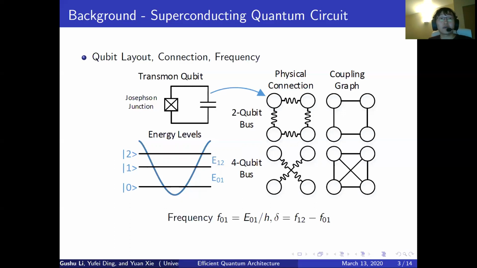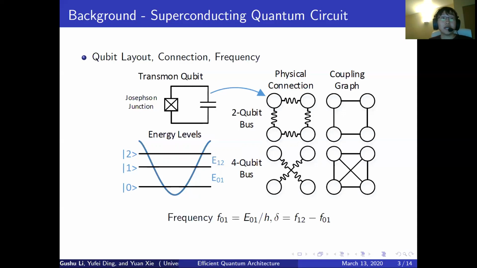The second one is called 4-qubit bus. For 4 physical qubits on the nodes of the square, it connects not only the qubit pairs on the edges, but also the pairs on the diagonals. The difference between these 2 kinds of buses is shown on the right.